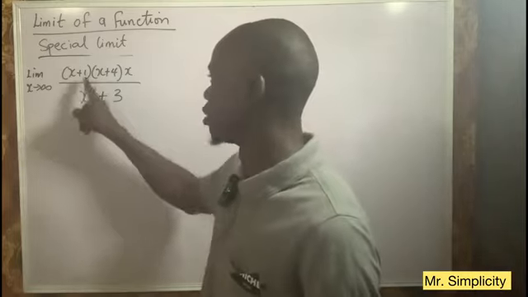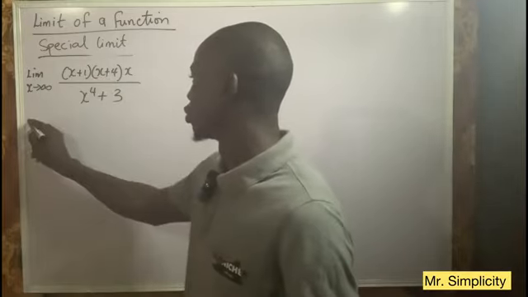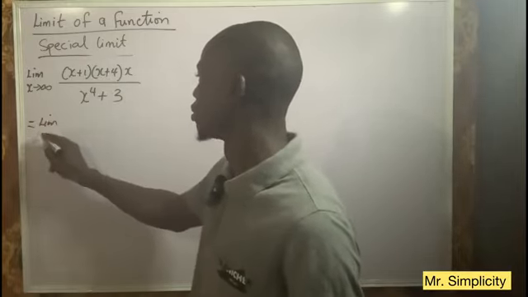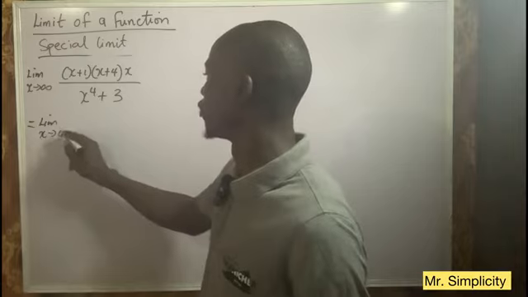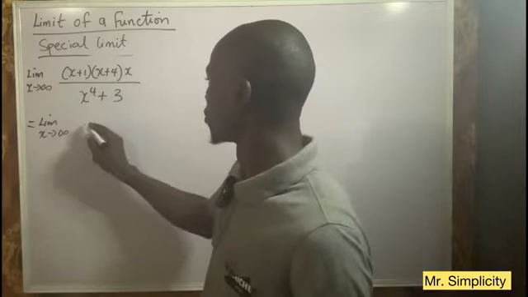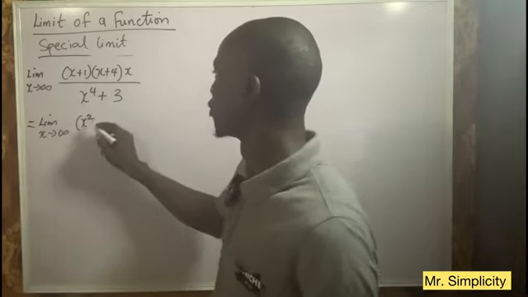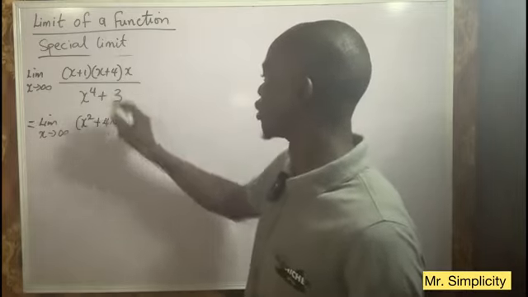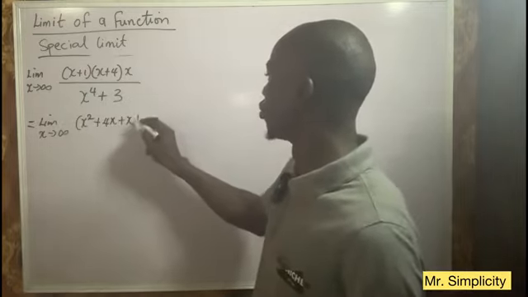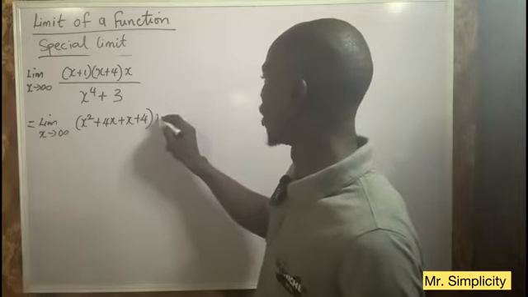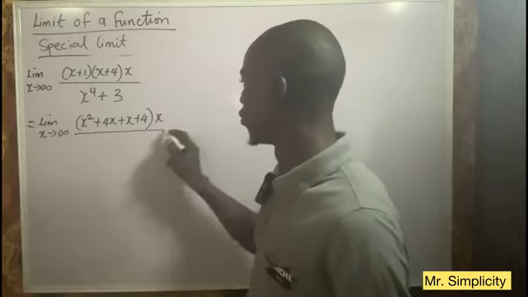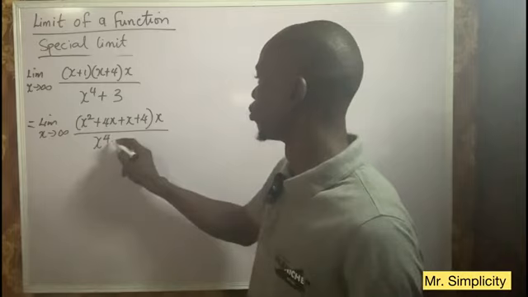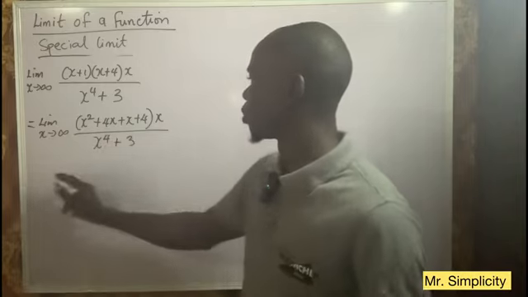I will start by expanding the first two brackets. So this will be equal to limit as x tends to infinity. X times x will give me x squared. X times 4 will give me 4x. 1 times x will give me x. 1 times 4 will give me 4. Then my x is still outside, all over x raised to power 4 plus 3.